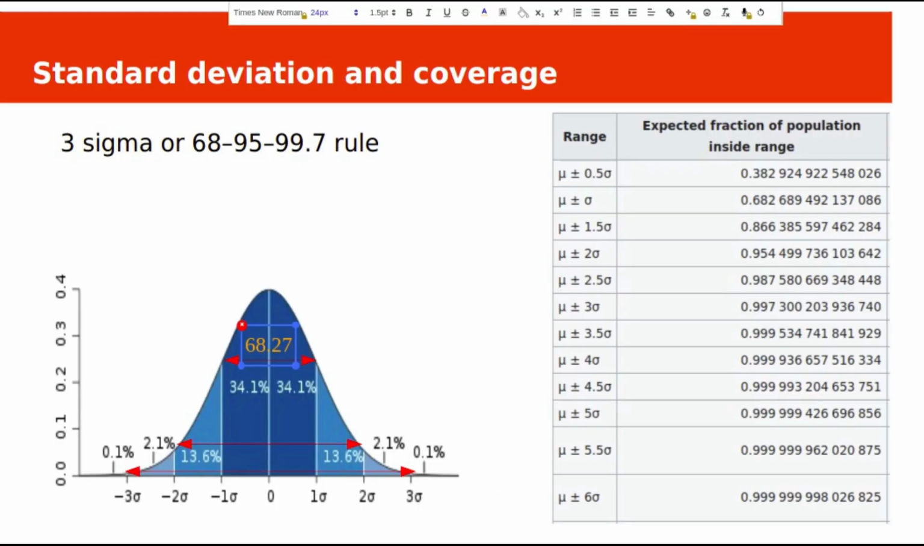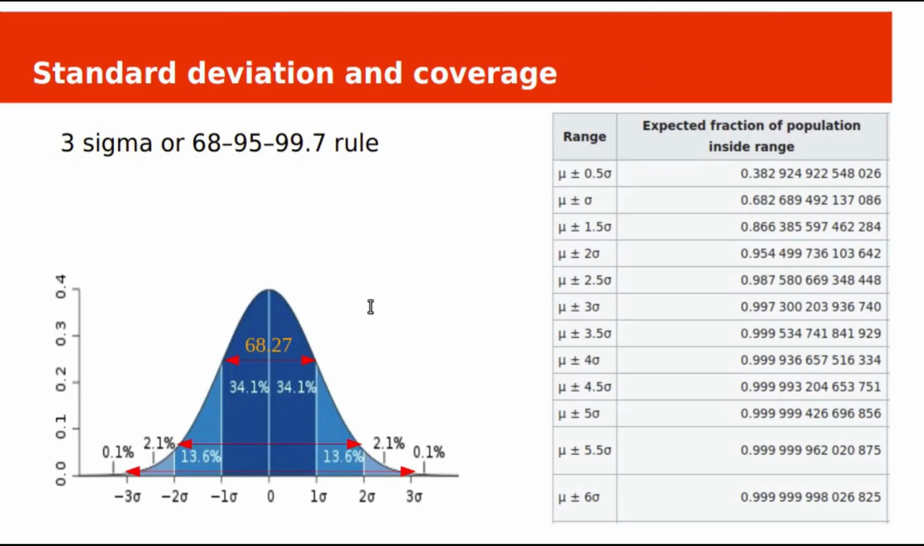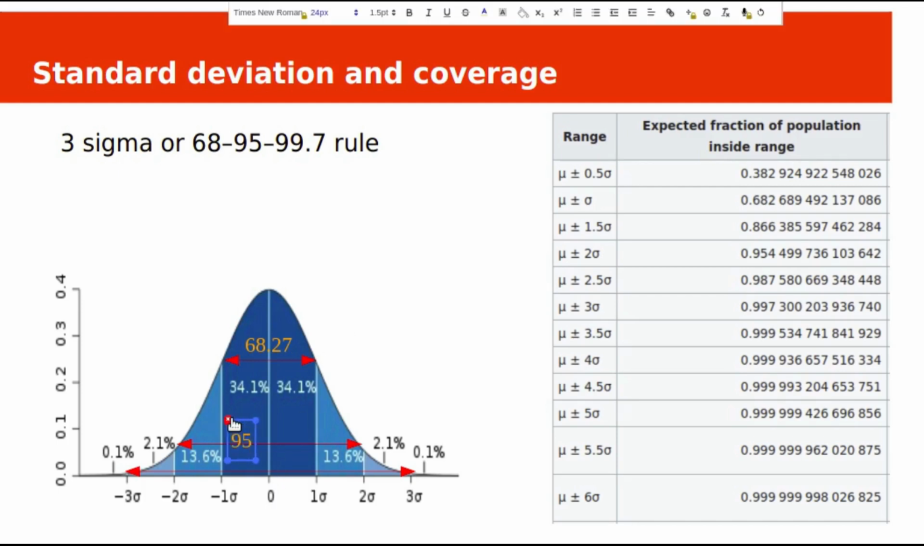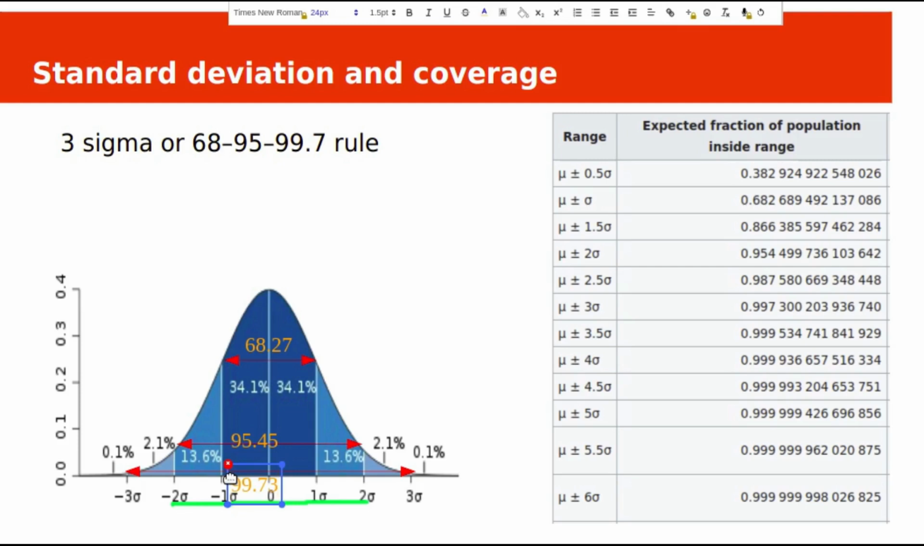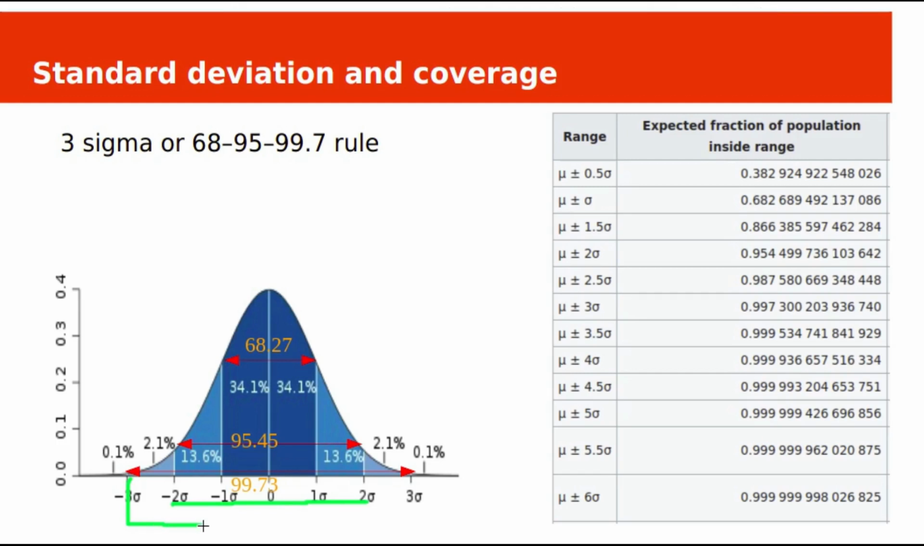In a normal distribution, about 68.27% of values are within one standard deviation of the mean. About 95.45% of values lie within two standard deviations. Within two standard deviations, from here to here, 95.45% of the data will be there. And 99.73% are within 3 standard deviations, from here to here. This is known as the 68, 95, 99.7 rule or the 3 sigma rule.